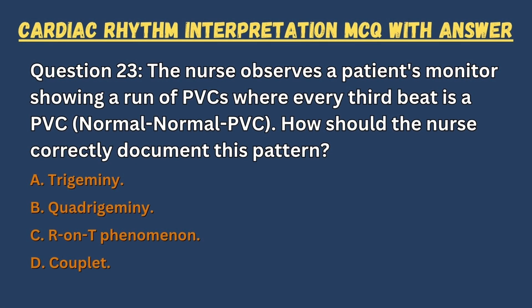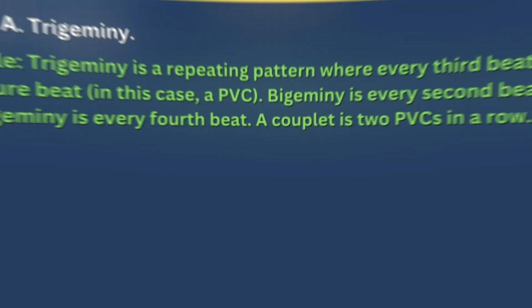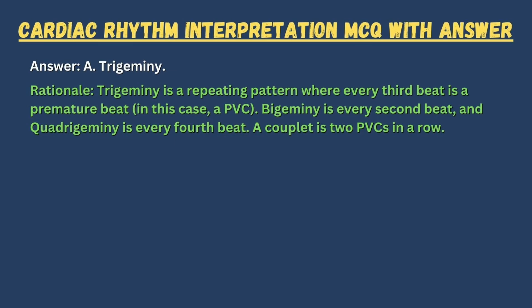Question 23. The nurse observes a patient's monitor showing a run of PVCs where every third beat is a PVC. How should the nurse correctly document this pattern? A. Trigeminy. B. Quadrigeminy. C. R-on-T phenomenon. D. Couplet. Answer: A. Trigeminy. Rationale: trigeminy is a repeating pattern where every third beat is a premature beat, in this case a PVC. Bigeminy is every second beat, and quadrigeminy is every fourth beat. A couplet is two PVCs in a row.